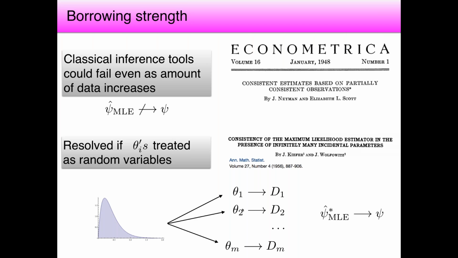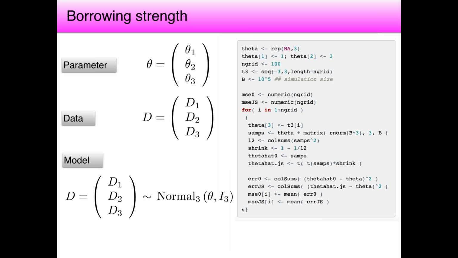Now here's another related thing that happened long ago too. Here's a parameter. I'll tell the story in three dimensions. There are three unknown, related but separate problems, three unknown quantities, theta 1, theta 2, theta 3. And I'm going to get three data points, D1, D2, D3. And the sampling model is that the data are independent, centered on theta. So D1 is a data measurement. It's estimating theta 1. D2 is estimating theta 2. D3 is estimating theta 3. They're independent things, so D1 has no effect on D2 and so on.